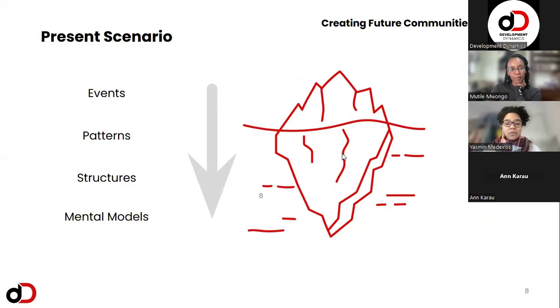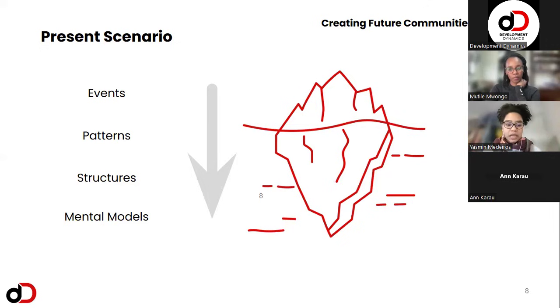Yeah, so as we were talking about, this is how we normally use the iceberg model. We have a challenge, we have an issue, and we start at the level of the events. So what can we see? What is the phenomena that is happening and that we would like to understand a bit more about? And then we go down into the levels.